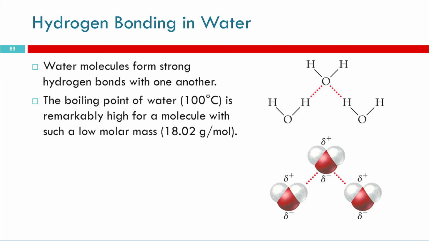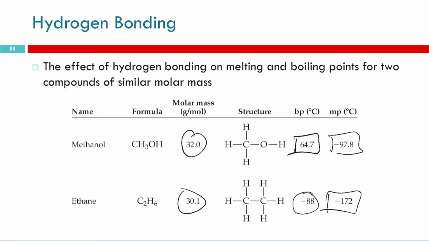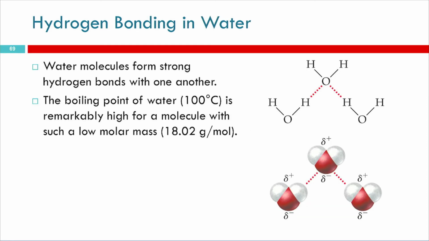Water molecules form strong hydrogen bonds with one another, which is why the boiling point of water is 100 degrees C, which is remarkably high for a molecule with such a low mass. And we just saw that the boiling point of methanol, with a mass of 32, getting close to twice the size of water, is only 64 degrees C. These are especially strong hydrogen bonds.